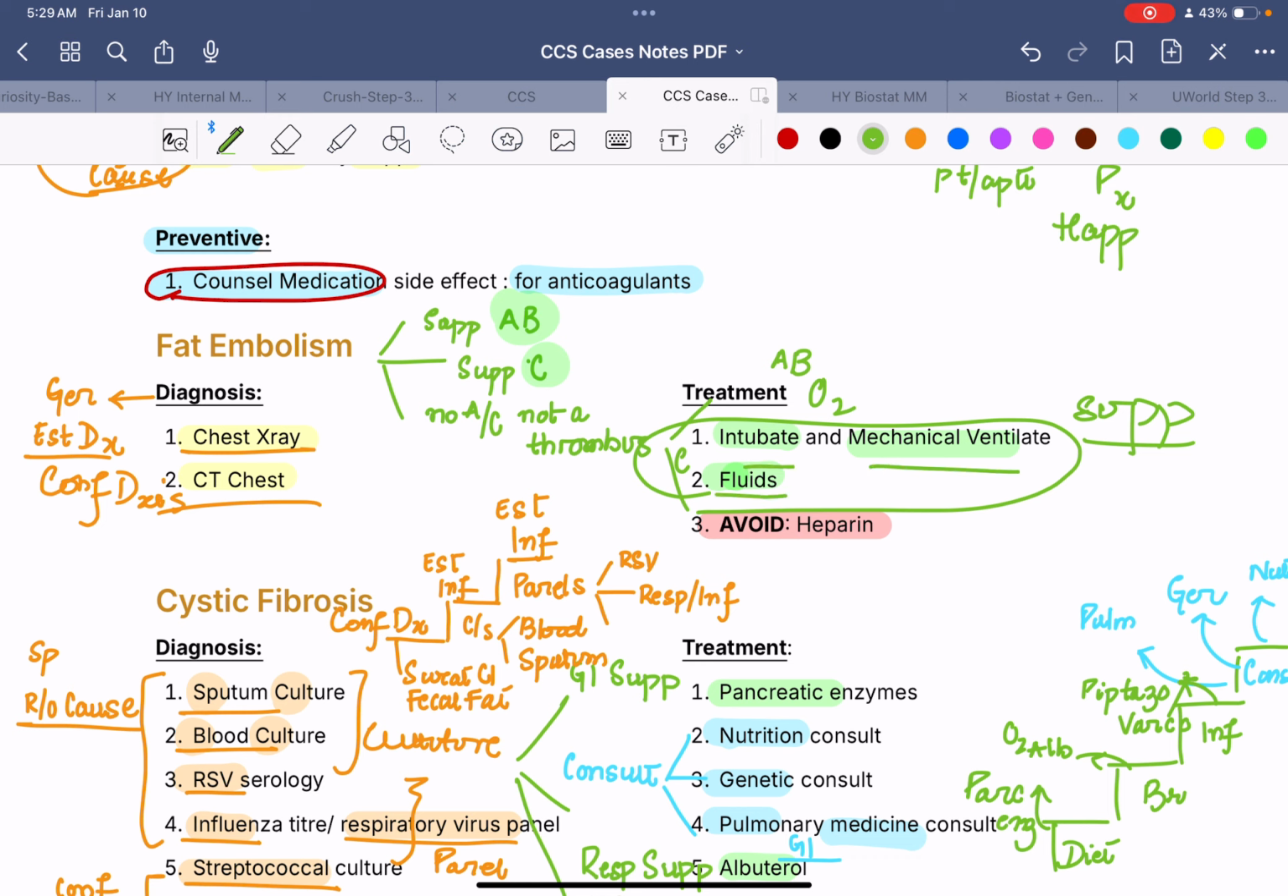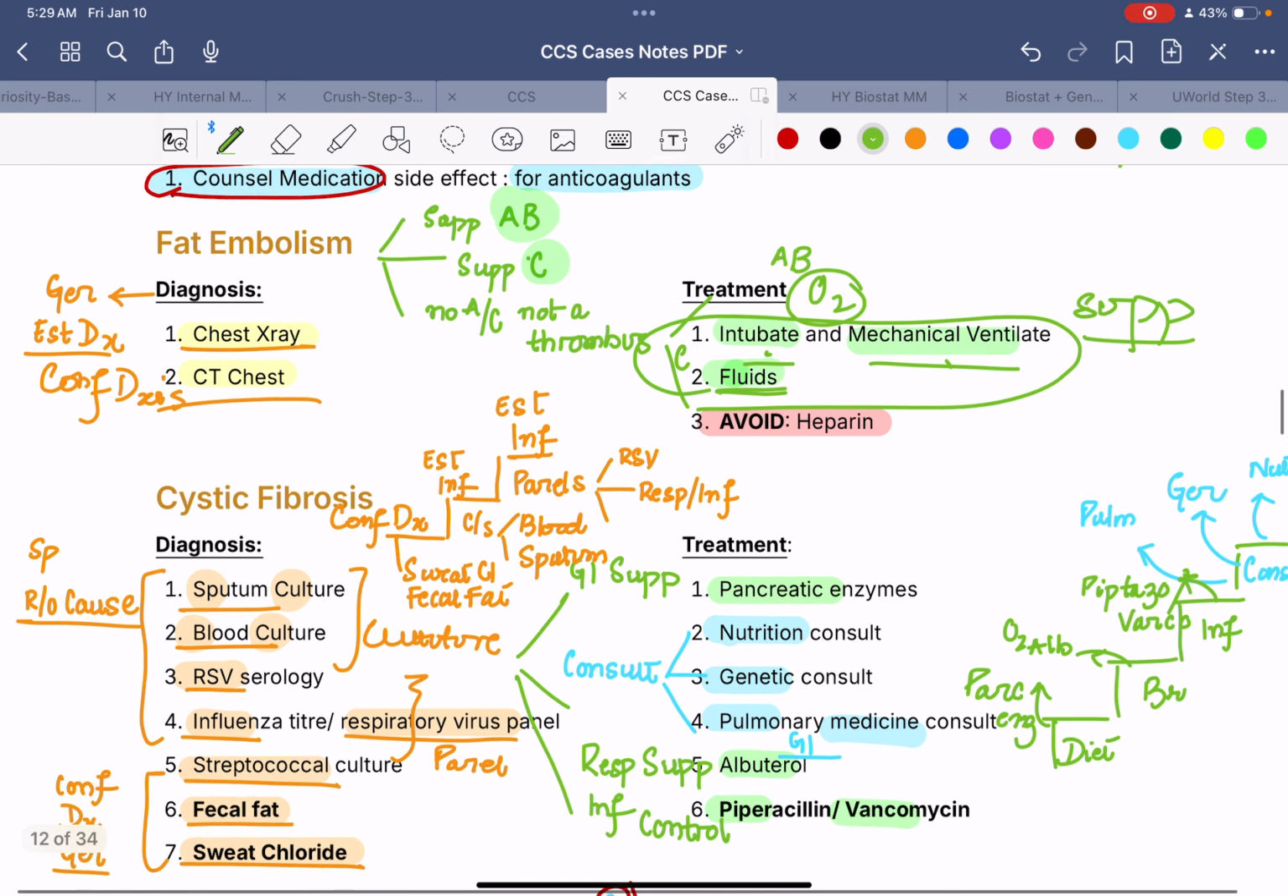That involves intubation and mechanical ventilation for airway and breathing. Along with that, you can give oxygen, and for the circulation you're going to give fluids, but you're not going to give heparin. Why? Because this is just a fat embolism, and heparin will do nothing to dissolve the fat embolism, whereas heparin can actually dissolve the pulmonary embolism because it's a real clot, right? Okay, so this was fat embolism.